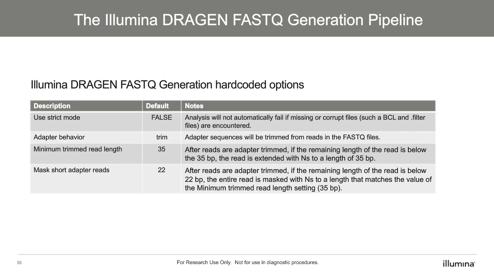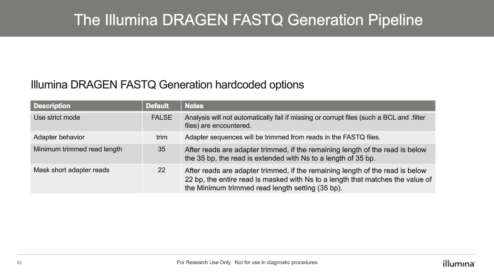So these kind of work together, so I'm going to talk about them together. The first part is if you adapter trim and you end up with a read that is below 22 base pairs, that mask short adapter reads setting is going to tell the software to add Ns until we make it the minimum trimmed read length, which is set to 35.